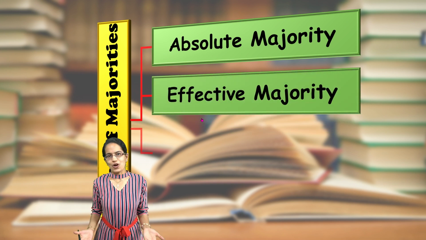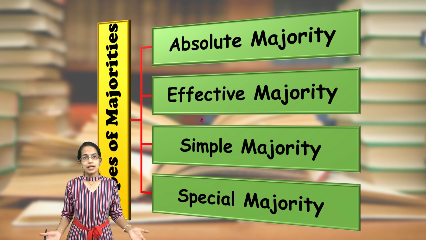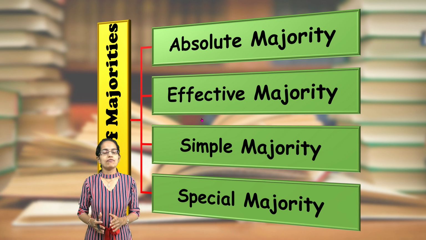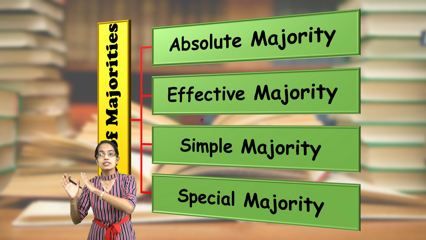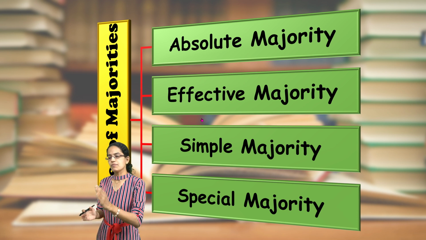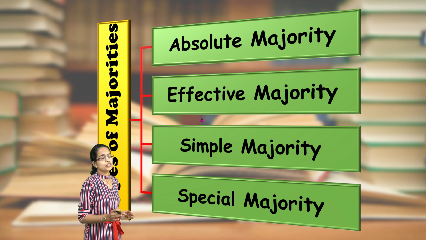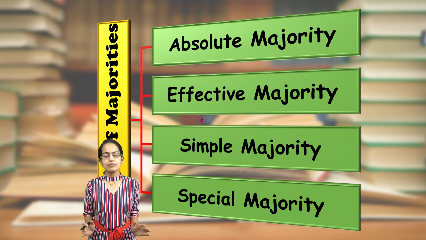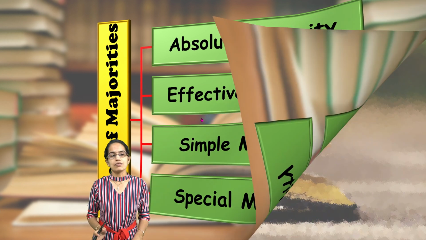Now, what is majority first of all? When you are passing any resolution, motion, or bill, the number of people standing for it will be different from those standing against it. What kind of majority is permissible for which decisions and bills is very important to understand. However, the Indian Constitution does not explicitly mention a classification for majorities. These are four of the most commonly used majorities that we will discuss today.